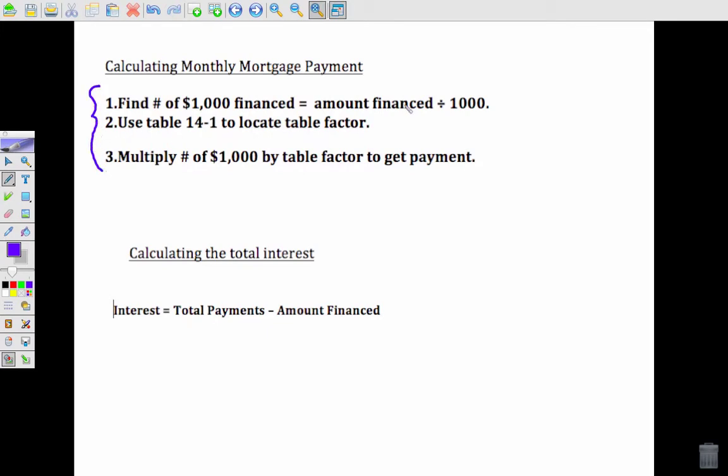So the first step is we want to find out the number of $1,000 that's being financed. How many thousands are we financing? We can do that by dividing by 1,000. Then we'll use, for the second step, table 14.1 to locate what we call our table factor. And finally, in step 3, we're going to multiply the number of thousands by the table factor. Okay, all of this is going to give us our monthly payment.